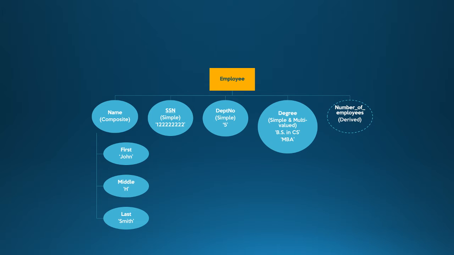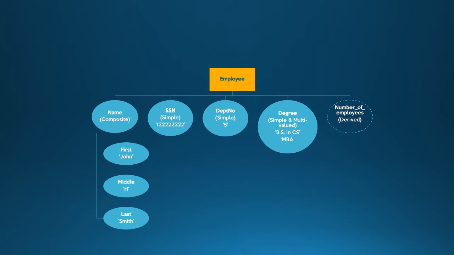Then you have the department number, which again is simple. You just have a number, which would be like 5, 4, 3. You also have a degree, so whatever degree you have, like a BS in CS, an MBA. If you have multiple degrees, then that's when the attribute becomes multi-valued. So for degree, you see simple and multi-valued, because each value is simple, but you have many of them. So that's why you have a multi-valued attribute.